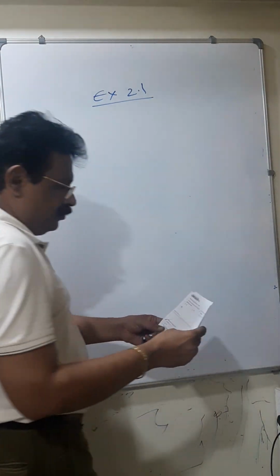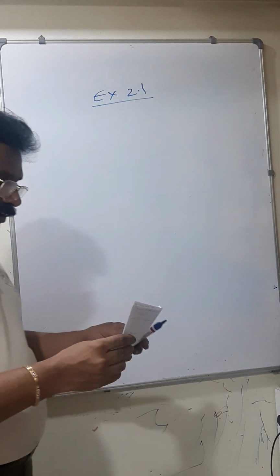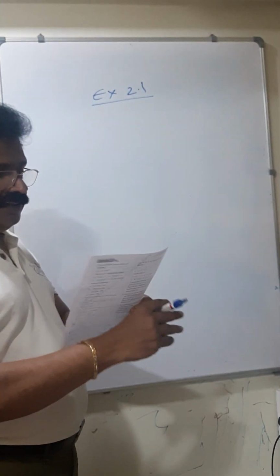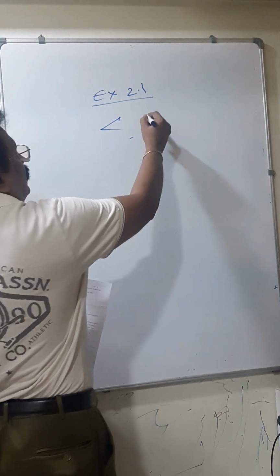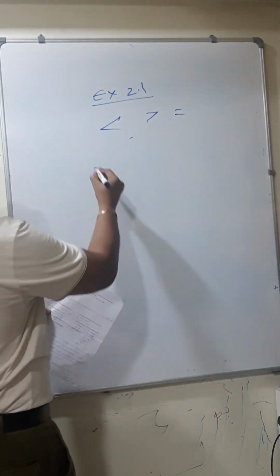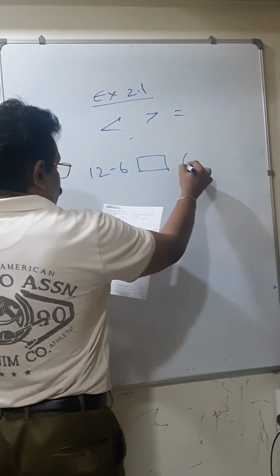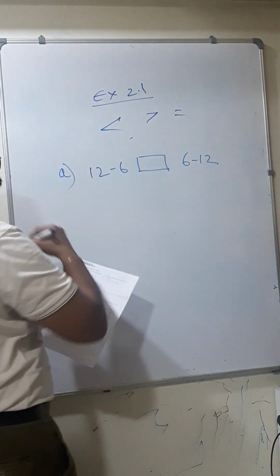Now we come to fourth question. Represent the following integers on the number line. Oh, this is too simple. You have to do it yourself. Now 5. Fill in the blanks using less than, greater than or equal to sign. Wherever possible, put less than, greater than or equal to. Now first one, A. 12 minus 6 is dash 6 minus 12.